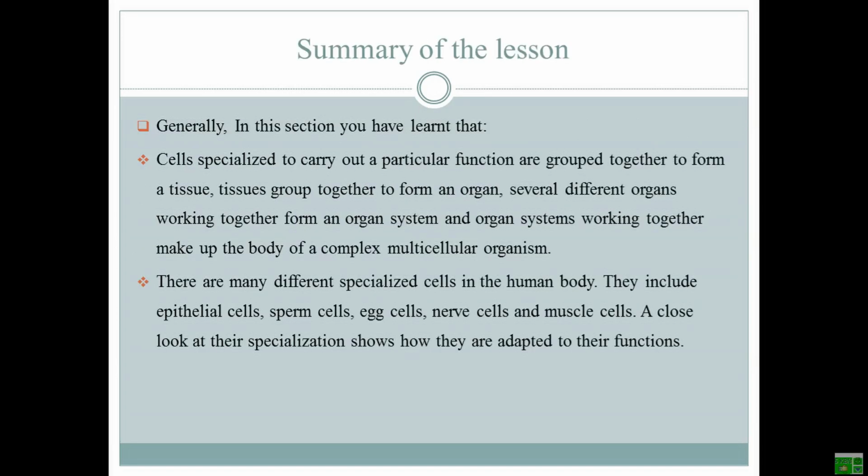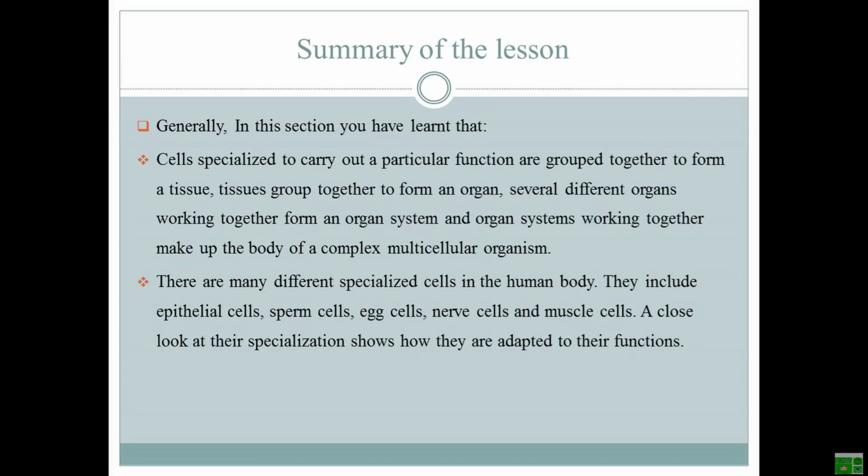Students, now let's summarize the lesson. Generally, in this section, you have learned that cells specialized to carry out a particular function are grouped together to form a tissue, and tissues grouped together form an organ, and several different organs working together form an organ system, and the organ systems working together make up the body of a complex multicellular organism.